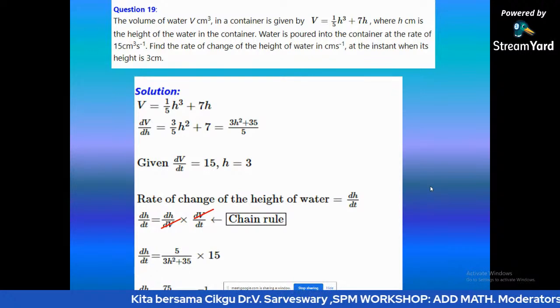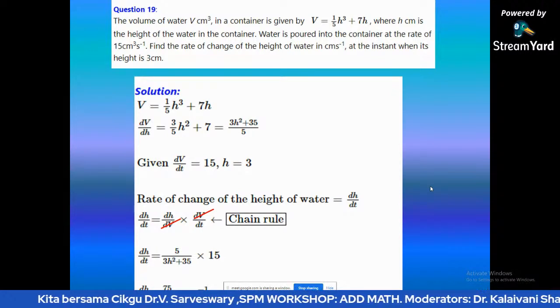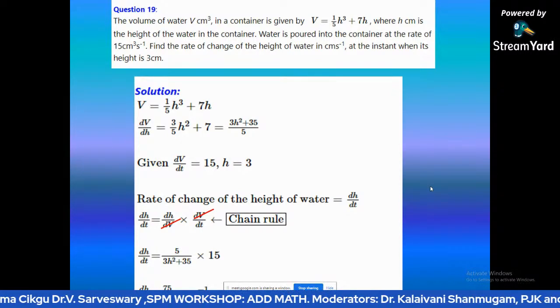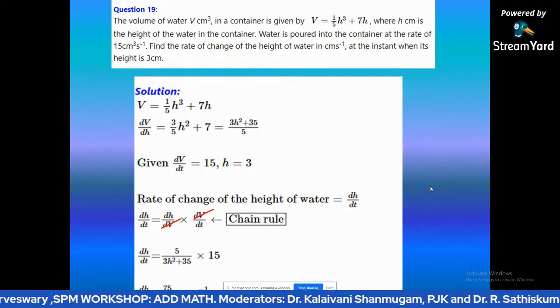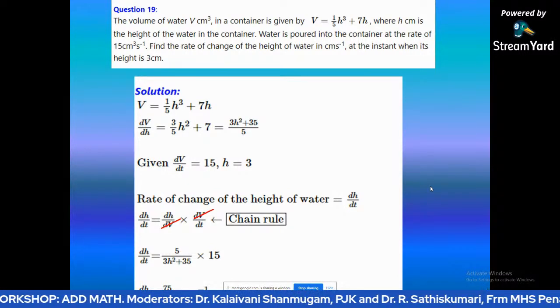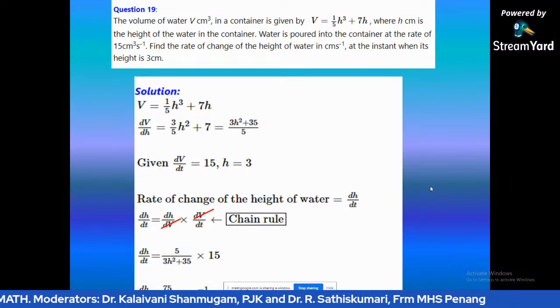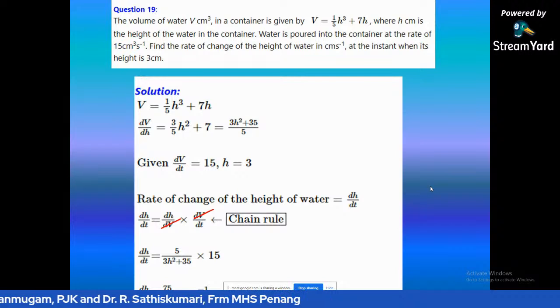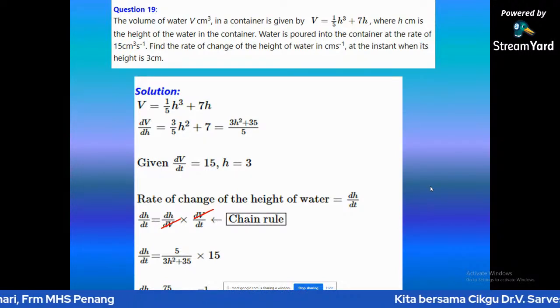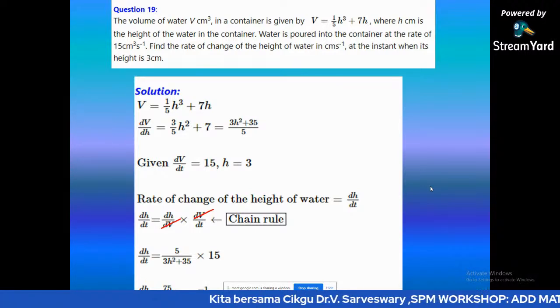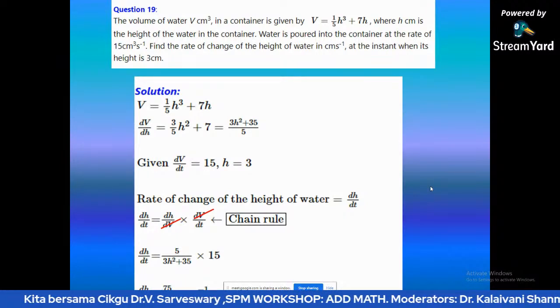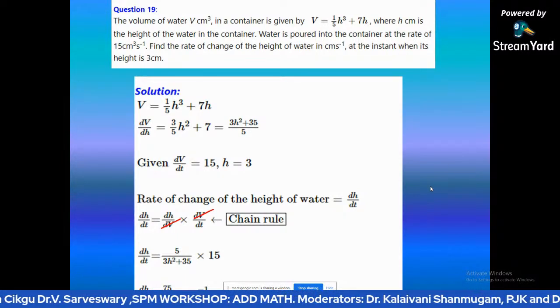Given your V equals 1 over 5 h cubed plus 7h, straight away you calculate dV/dh. H is in cm, done. Now you look at 15 cm cubed s to the power of negative 1. What is that? Cm cubed is volume, divided by s. S is second, which is for time. Rate of change. So volume divided by time t. So this is dV/dt. This is the clue to answer the question now.